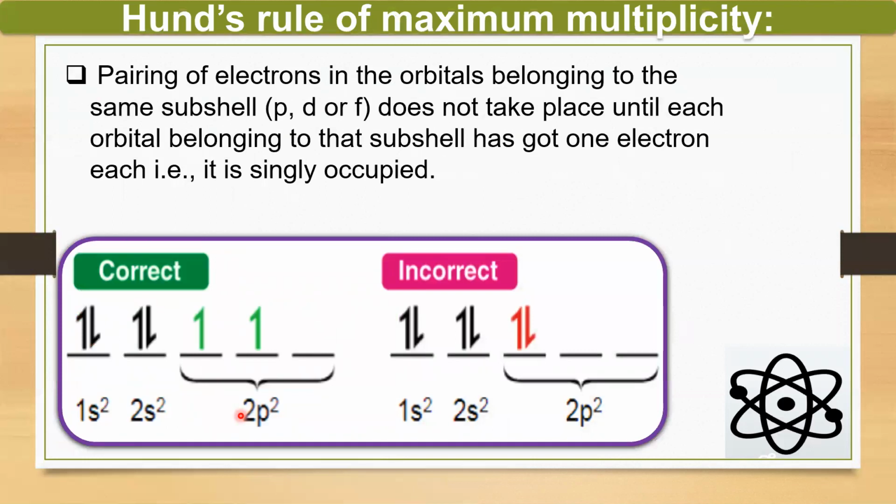Next comes Hund's rule of maximum multiplicity, which explains that pairing of electrons in the orbitals belonging to the subshell does not take place until each orbital belonging to that subshell has got one electron each. Right, as we know that p orbital is again further subdivided into px, py and pz.